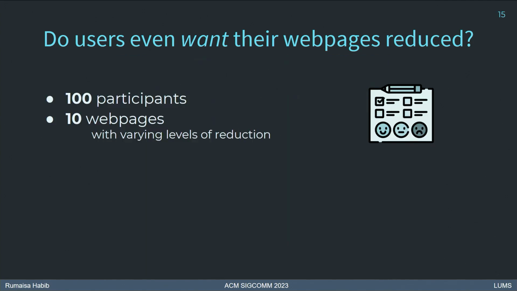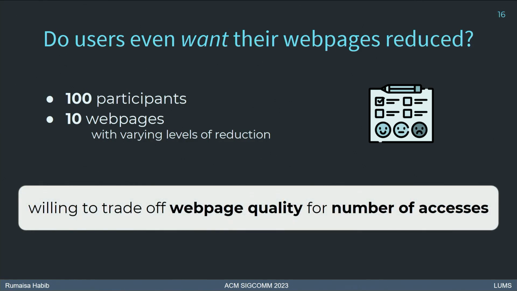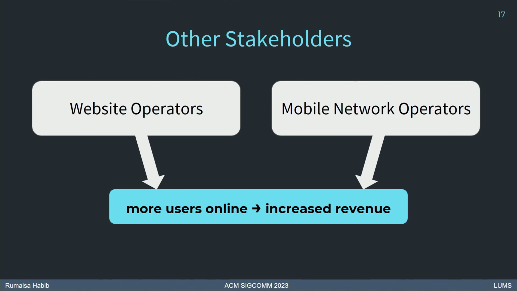So we conducted a user study with 100 participants, in which we showed them 10 web pages with varying levels of reduction. Through this study, we found that a significant number of users actually are willing to trade off quality if it means an increased number of accesses. There, of course, exist other stakeholders, such as website operators and mobile network operators, and we believe that they also stand to benefit, as we're bringing more users online, leading to increased revenue.